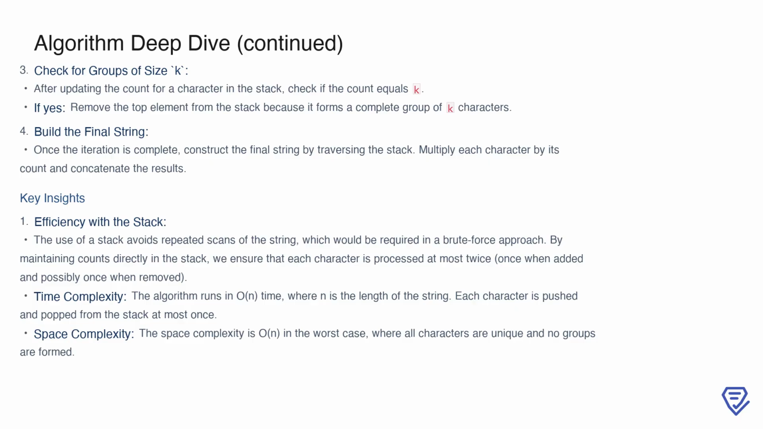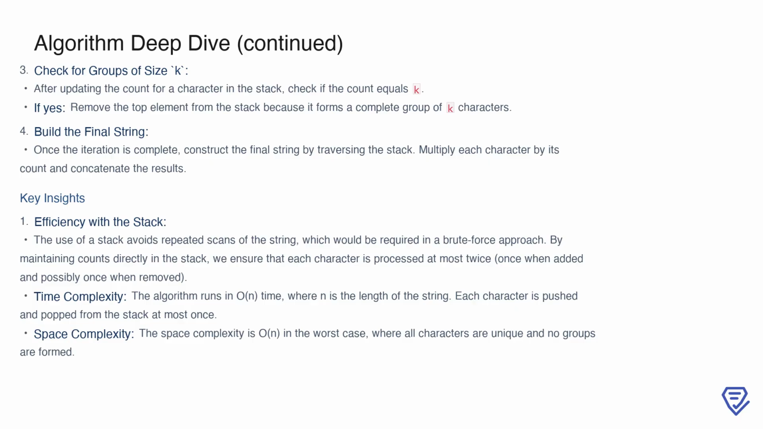For each character in the stack, we multiply it by its count and concatenate the results. This gives us the desired output without redundant processing. The stack-based approach is highly efficient because it avoids repeatedly scanning the string to find groups, as would be the case in a brute force method. Each character is processed at most twice, once when added to the stack and possibly once when removed. This makes the algorithm run in linear time, or O(n), where n is the length of the string.